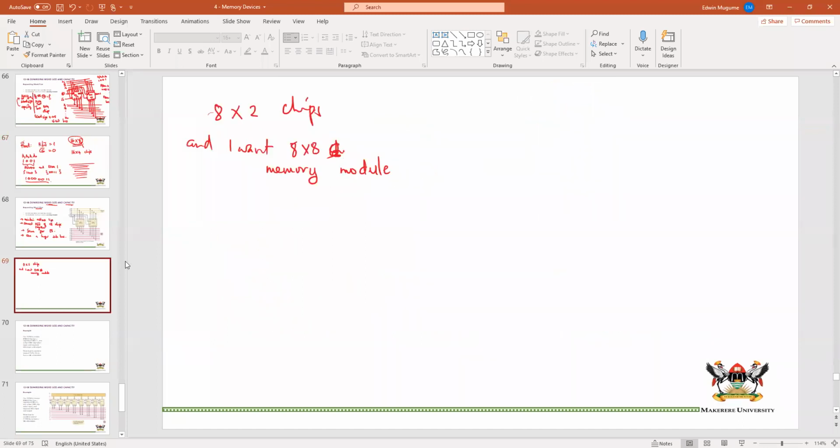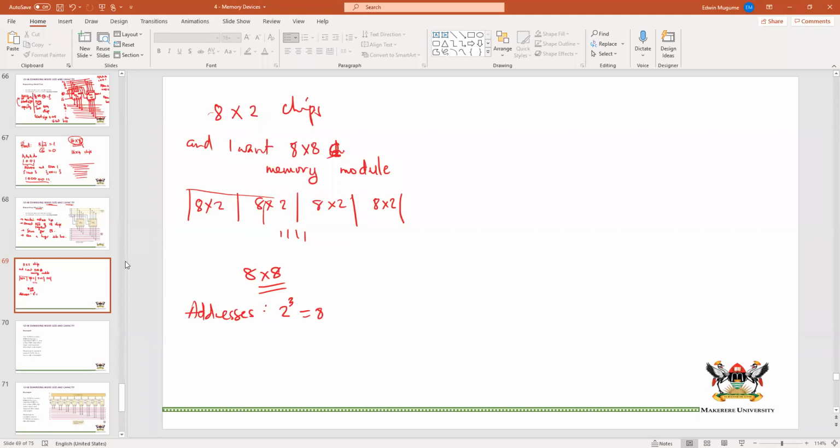So if you have 8x2 chips and you want to create 8x8, we need an 8x2 here, 8x2, 8x2, 8x2. These are different chips, and at the end of the day you will end up with 8x8. Now the addresses choose the word. 2 to the power 3 is 8, so we have 3 bits of the address. We also have read write and chip select.